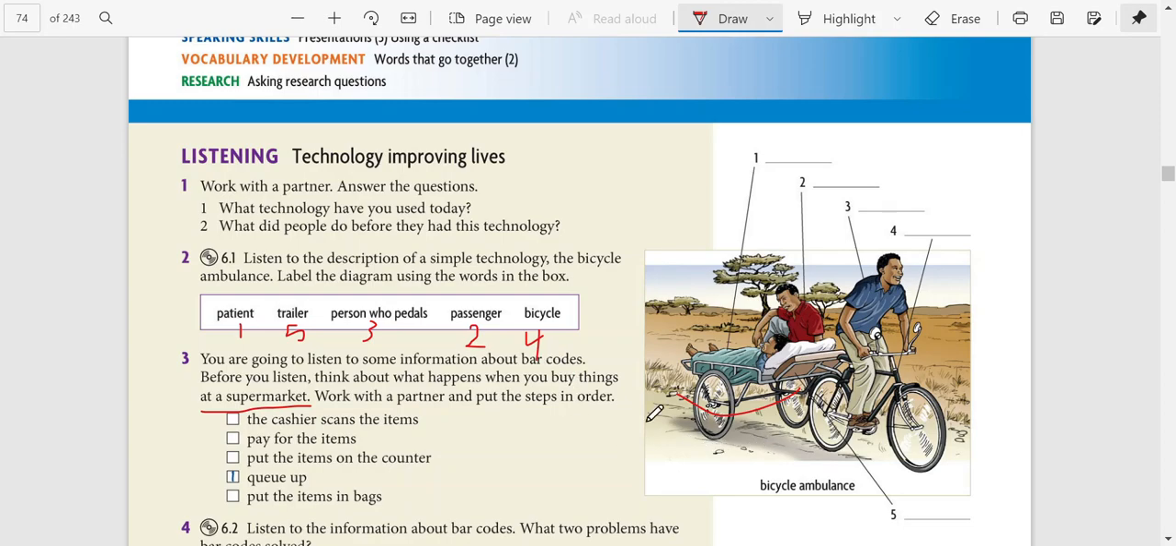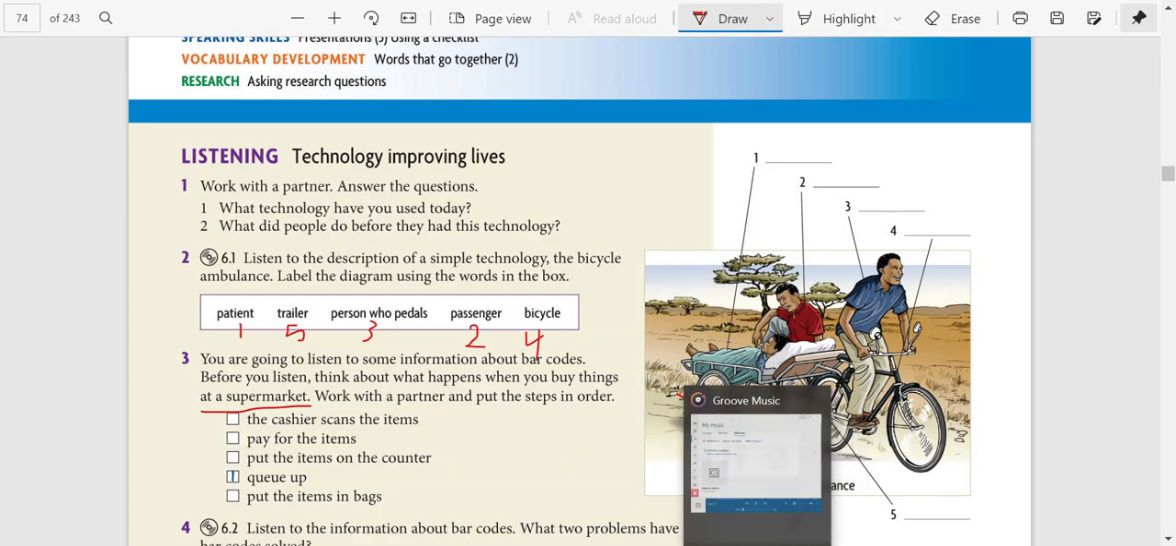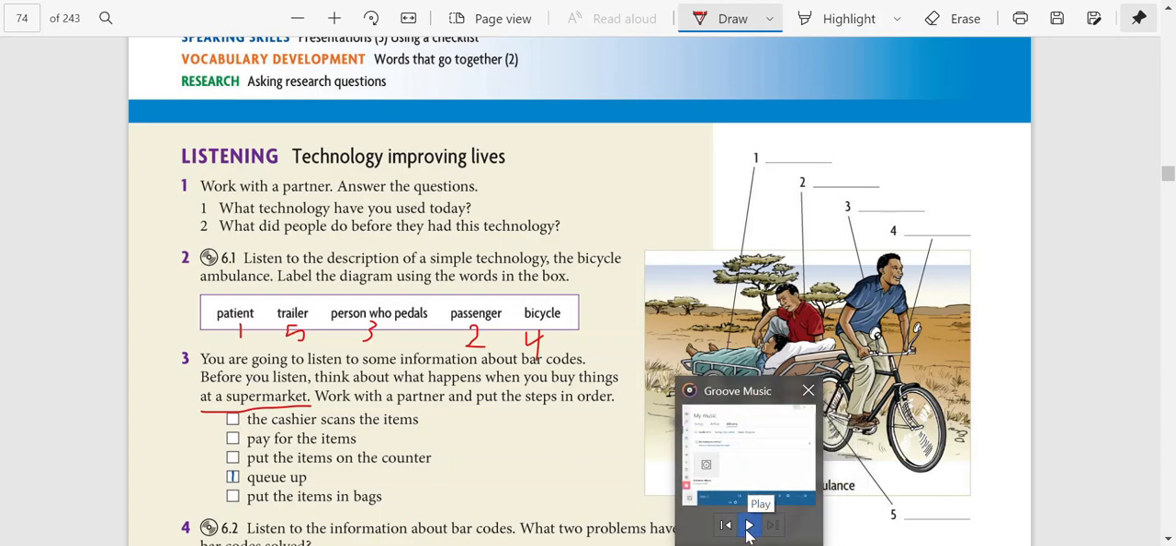And we have a short description about this simple bicycle ambulance, about this simple technology. Let us listen together and I will play it.